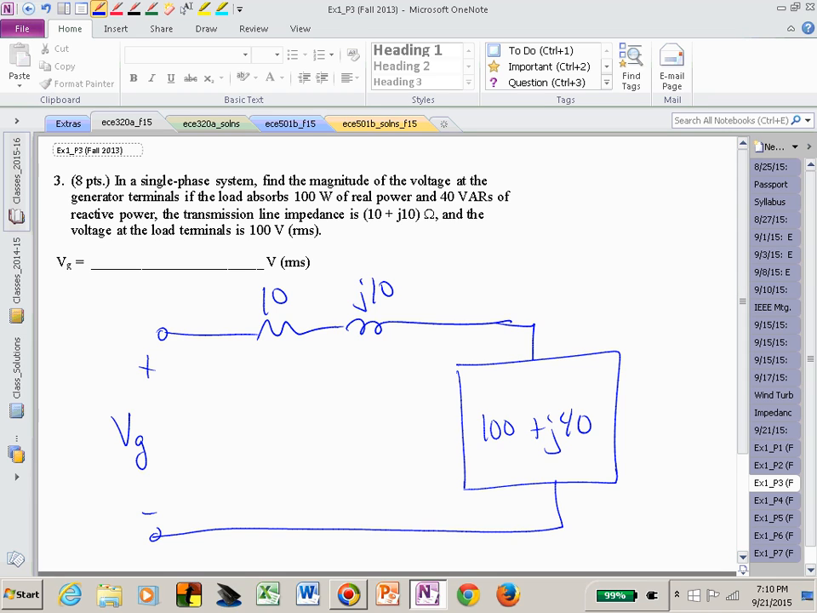There's your generator. You're trying to find the magnitude of that voltage here. What else are you told? The voltage at the load terminals. You're now told, and this is a single phase system, that this is 100 volts RMS.